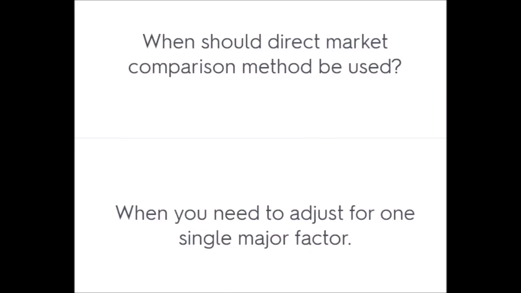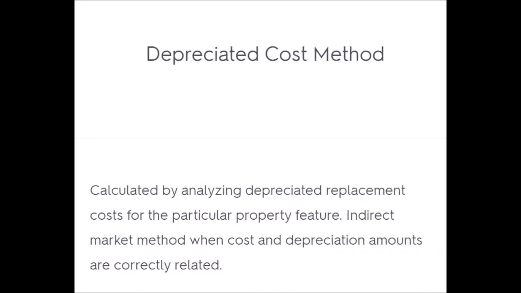When should direct market comparison method be used? When you need to adjust for one single major factor. Depreciated cost method. Calculated by analyzing depreciated replacement cost for the particular property feature. Indirect market method, when cost and depreciation amounts are correctly related.